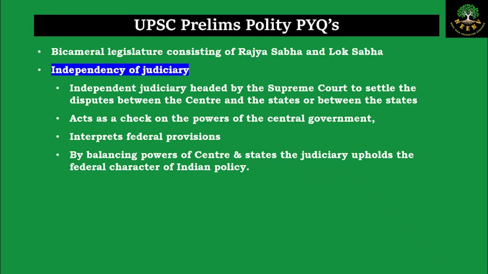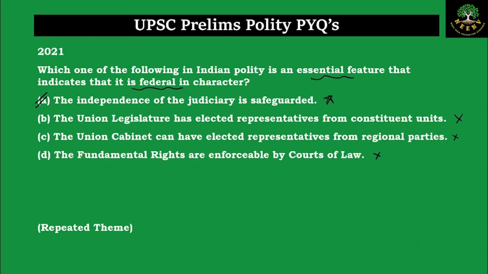And the court will act as a check and balance on the powers of the central government. And it also interprets the provisions of the constitution and solves any disputes which arise between the center and the states. Now the independent court only can balance the power of the center and the states, ultimately leading to upholding the federal character of the polity. So that's why independence of judiciary becomes an essential character of the federal polity. So coming back to our question, answer is A.